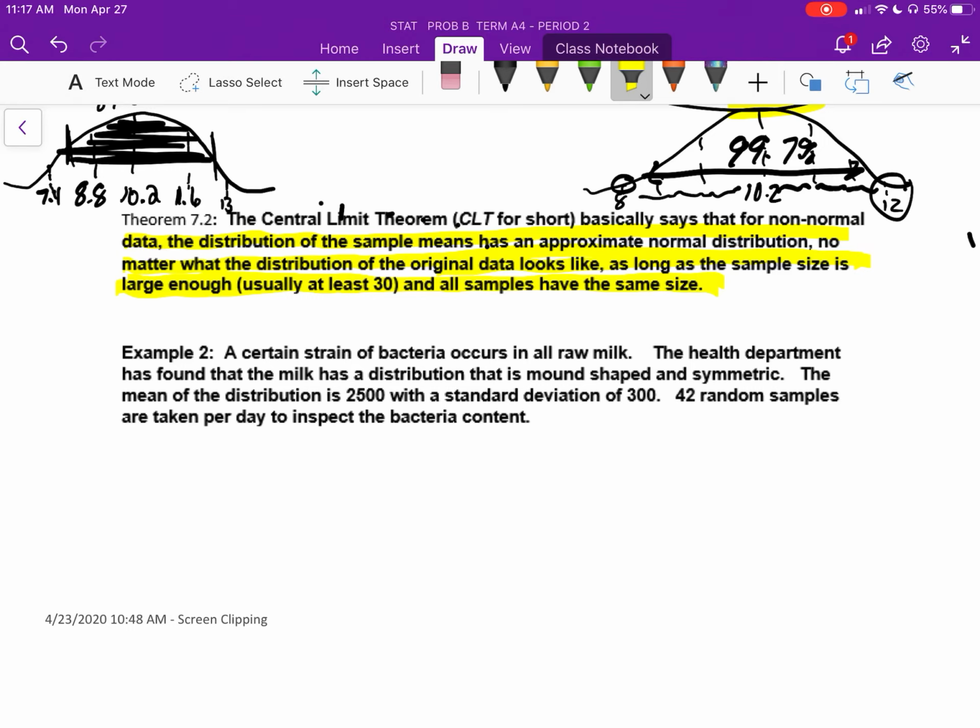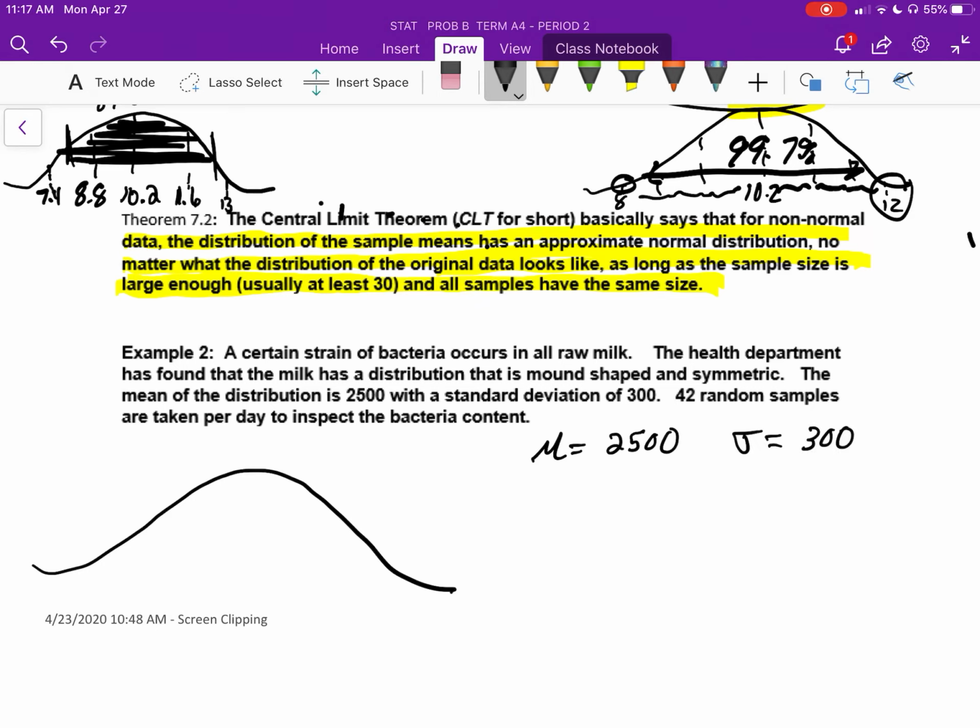So we're going to look at an example about bacteria. Bacteria occurs in all raw milk. The health department has found that the milk has a distribution that is mound-shaped and symmetric. So that tells us that's our first requirement. The mean of the distribution is 2,500, the standard deviation is 300, and we're also told that n is 42. That's our sample size. But we don't see the word normal in there anywhere.